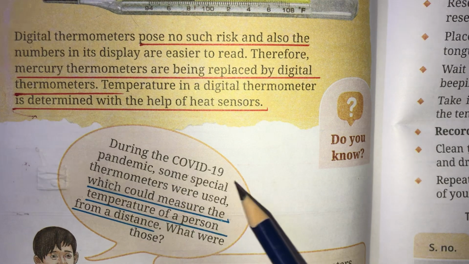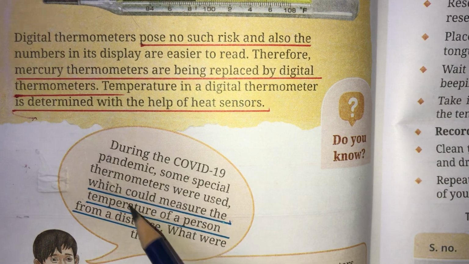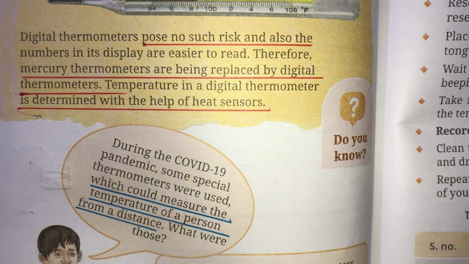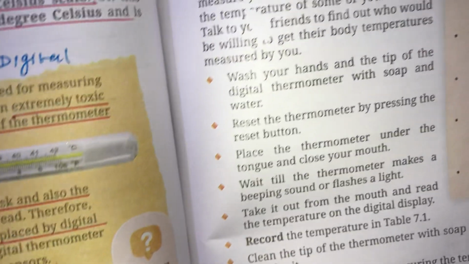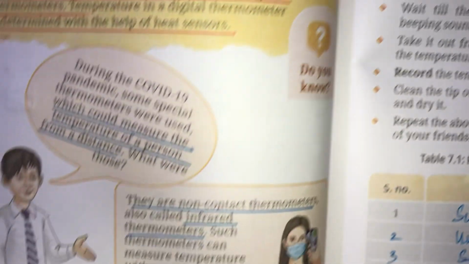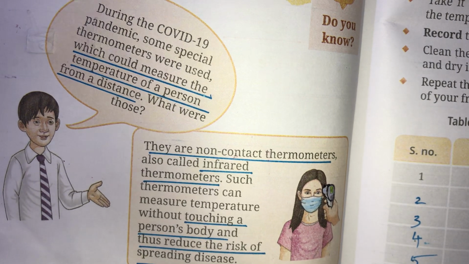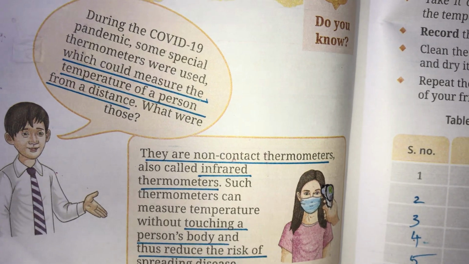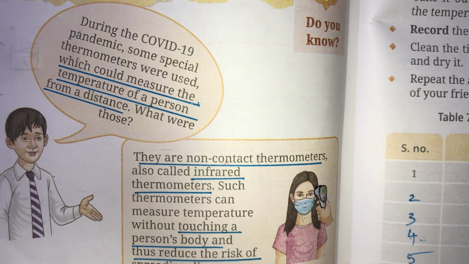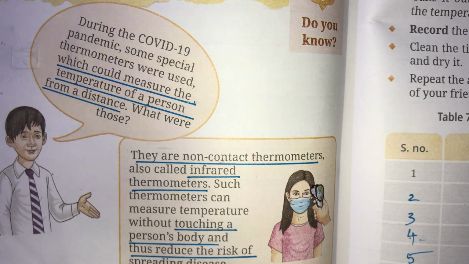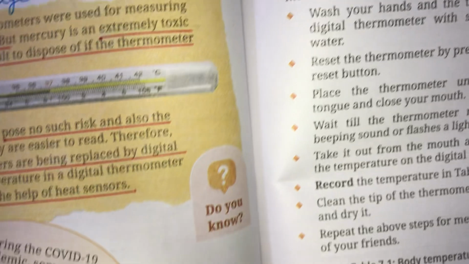During the COVID-19 pandemic, some special thermometers were used which could measure the temperature of a person from a distance. The so-called infrared thermometer is used to find the temperature of the body without touching the person, from a distance. Clinical mercury thermometer, clinical digital thermometer, infrared thermometers.